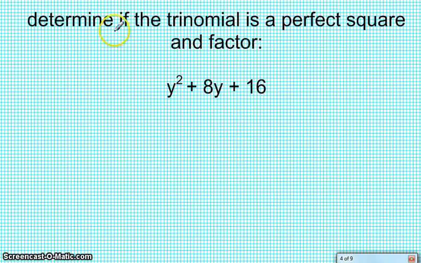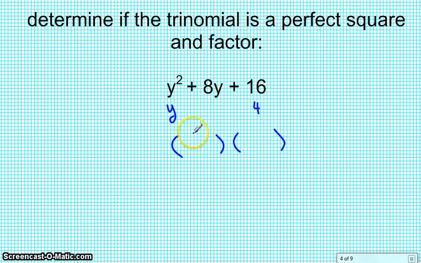Now let's try it with this one. First we need to determine if it is a perfect square trinomial so that we can factor it using this method. Well, the square root of 16 is 4, and the square root of y squared is going to be y. And remember, there's a coefficient here, so it's really 1y. And 1 times 4 is 4, and then I multiply it by 2 to see if I get this middle term, and I do. 2 times 4 is 8. So this is a perfect square trinomial, and I can factor it using this method.